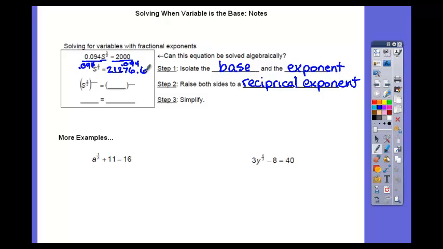Okay? And then the second step is to raise both sides to a reciprocal exponent. And when we're talking about a reciprocal exponent, we're talking about a reciprocal of the original exponent. And the reason why you want to multiply it by its reciprocal, or raise it to the reciprocal exponent, is because what happens is we multiply a power to a power, and it causes it to become an exponent of 1. So 3/2, the reciprocal, that is 2/3. And let's see, we get 21,276.6.